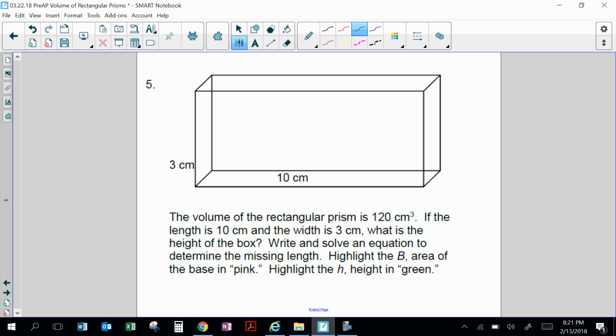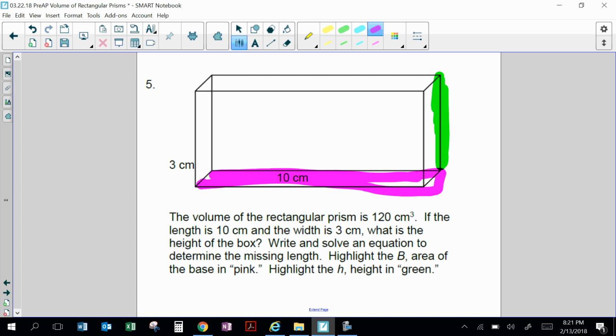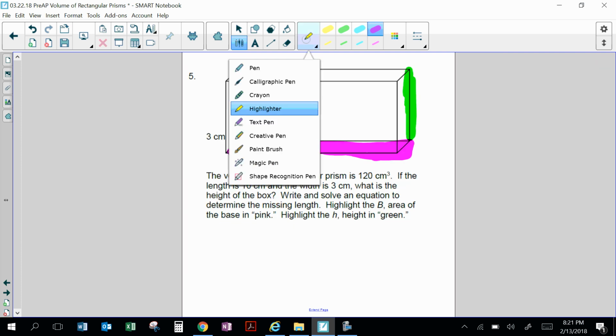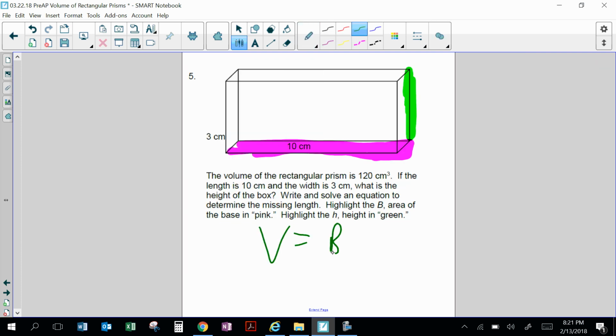In our last example, the volume of this rectangular prism is 120. If the length is 10 centimeters and the width is 3 centimeters, what is the height of the box? Oh, we forgot the height. They forgot to tell us the height, but they did tell us how to find the area of one base. So I highlight that. Write and solve an equation to determine the missing length. The formula is V equals capital B times H.